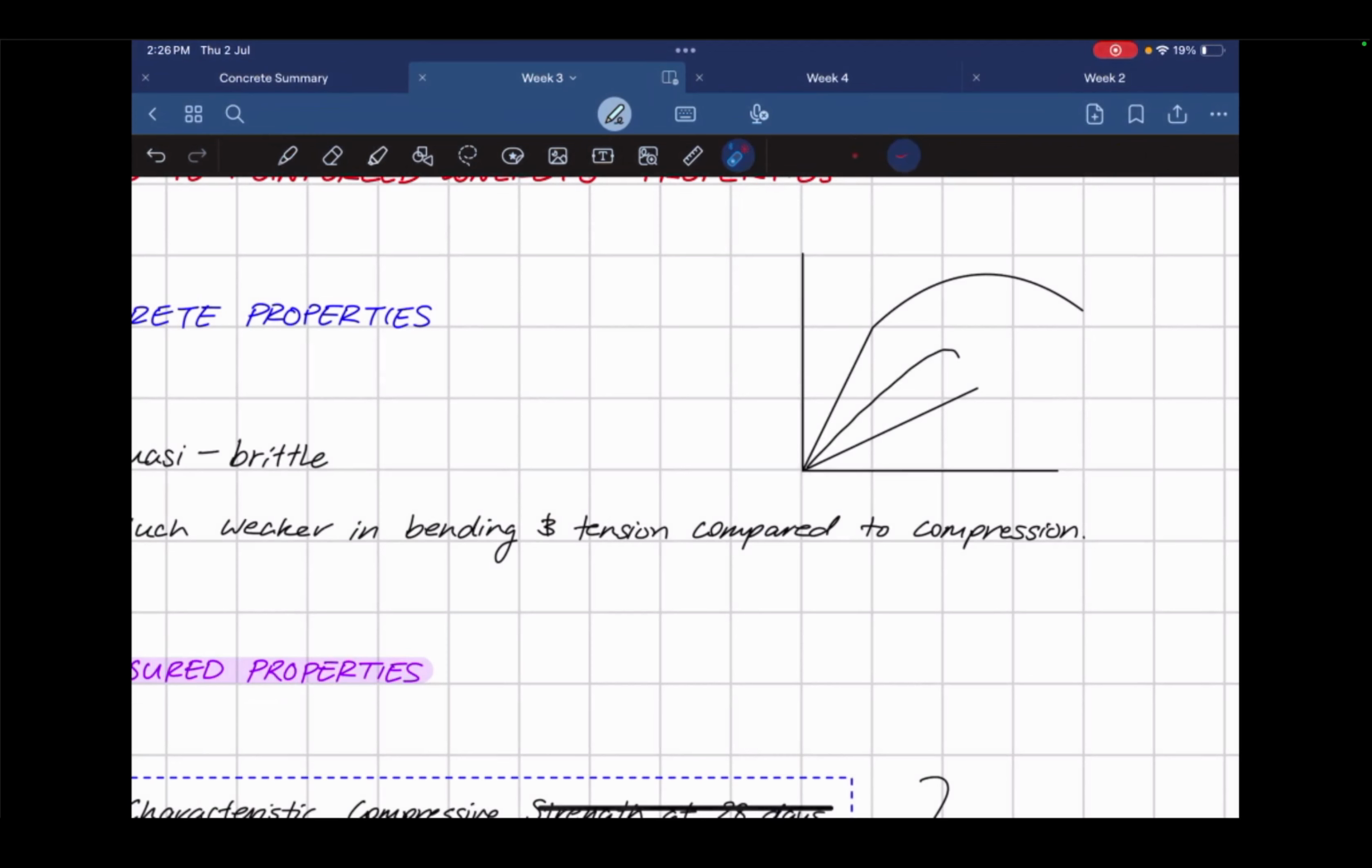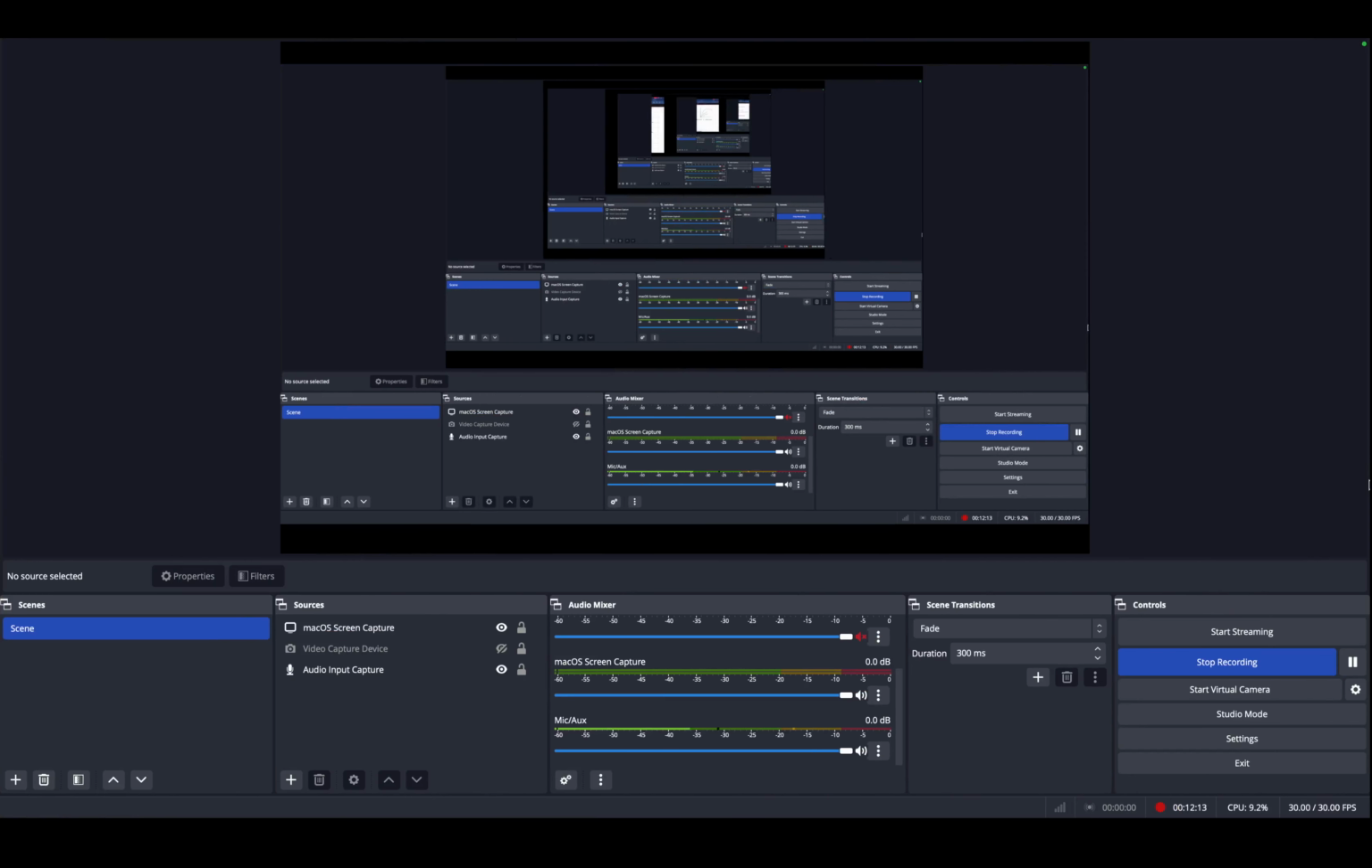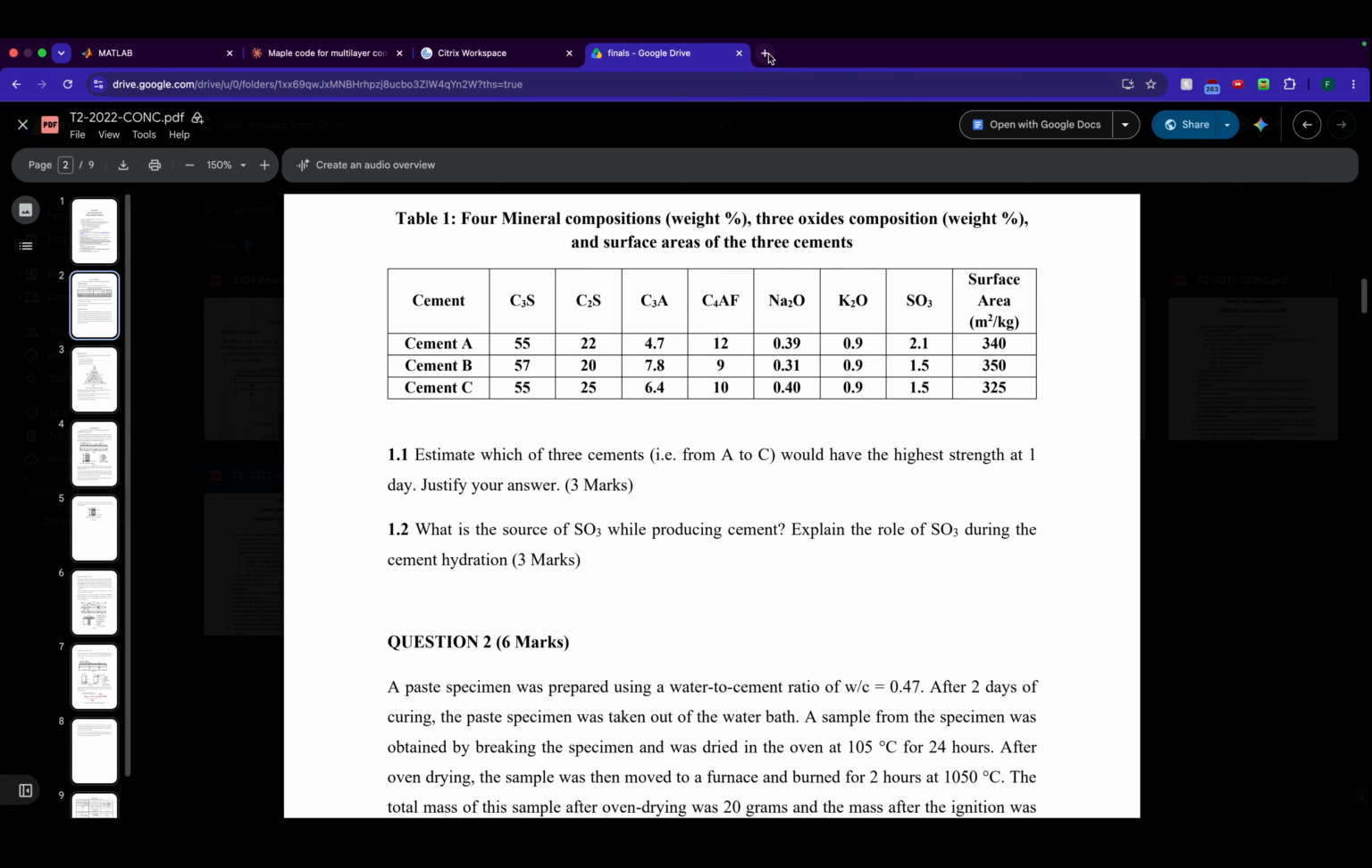So I think this is stress versus strain. This thing in the middle is the reinforced concrete graph. This one is just for concrete. This one is the steel.